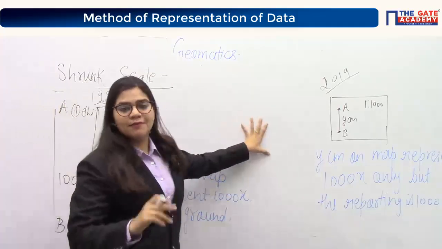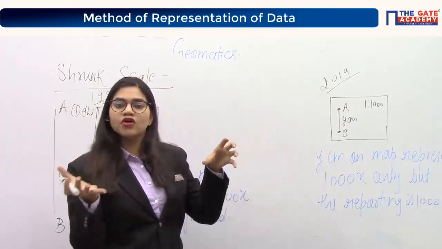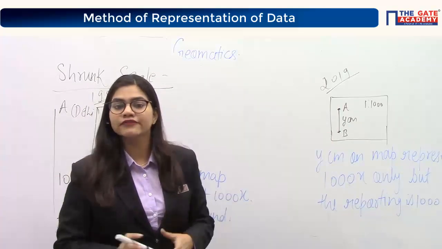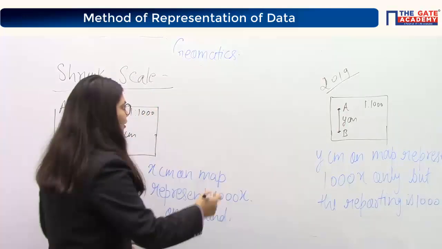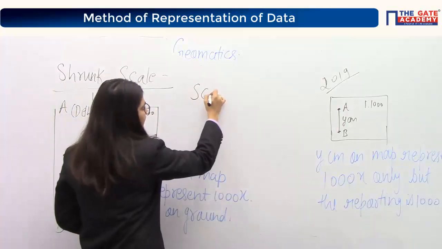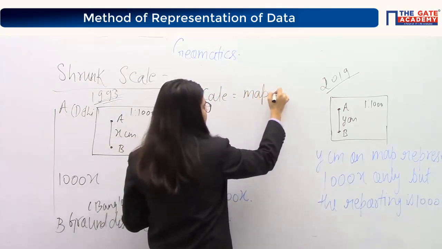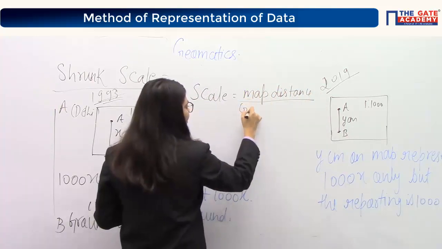So this happened because of the moisture variation. The moisture goes and the paper got shrunk, because you are checking after 26 years. Okay, so tell me what will be the scale now? What is the formula for scale? Your map distance by ground distance.